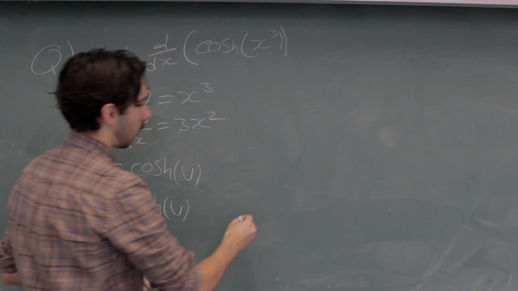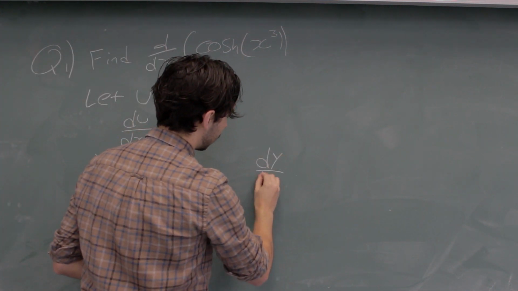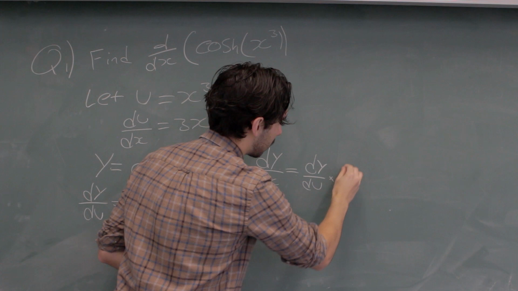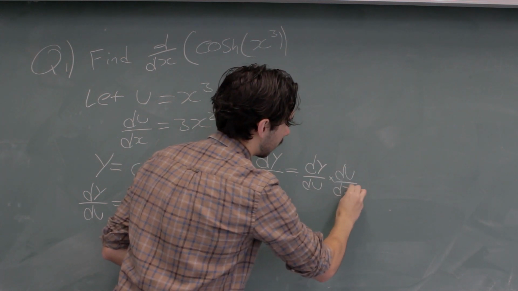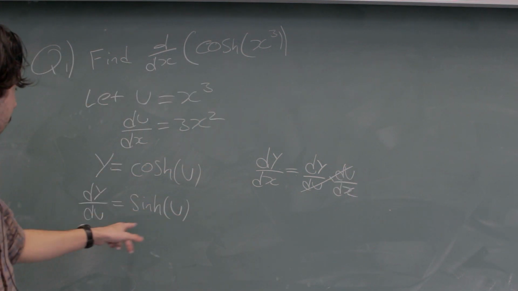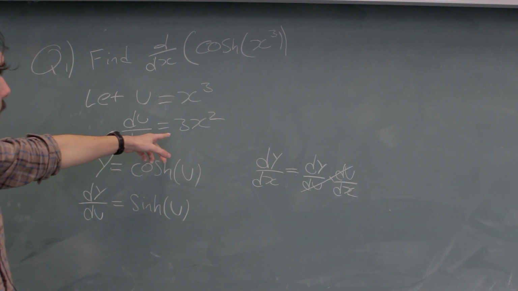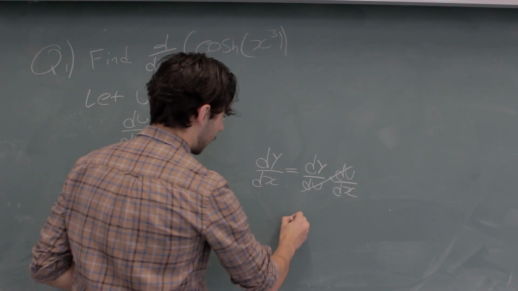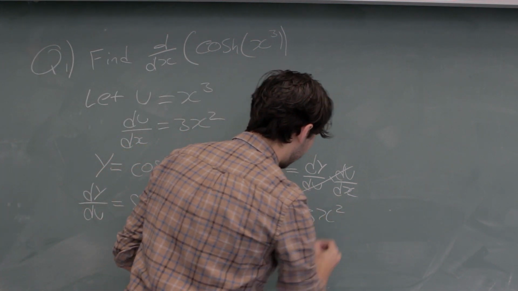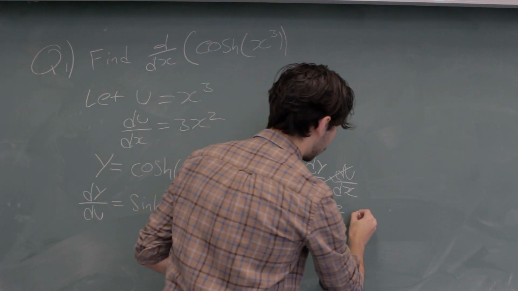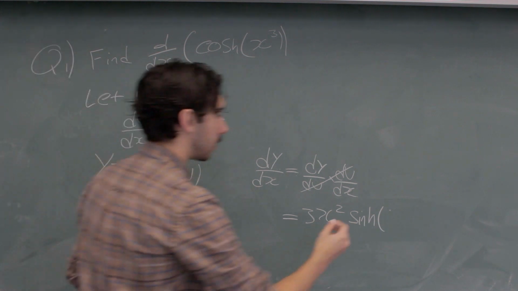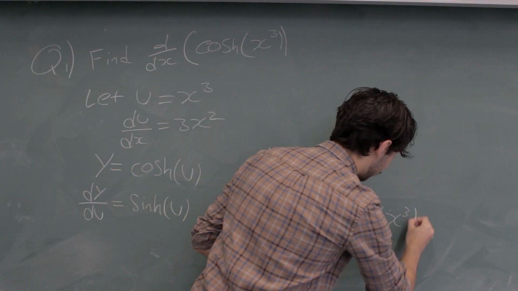And then to get dy/dx, which is what we would like, this can be dy/du times du/dx, right? Because the du's would cancel out. We know dy/du, it's sinh u. We know du/dx, it's 3x squared. So that means that dy/dx is just 3x squared multiplied by sinh u. And u is x cubed, so I'm going to put that back in. And this is our answer.